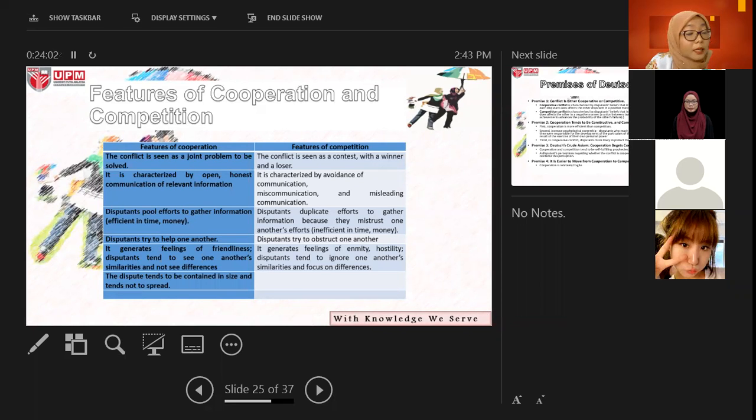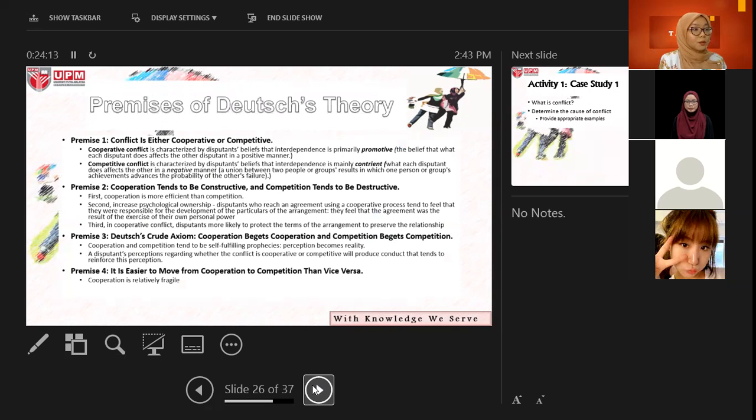Kita akan cuba cari kelemahan parti lain. Okay, ini dia features of cooperation and competition according to modern Dutch views. Okay, so there are, saya rasa ada 4 views. There are 4 premises of Dutch theory. According to Dutch ni, dia ada 4 premise.